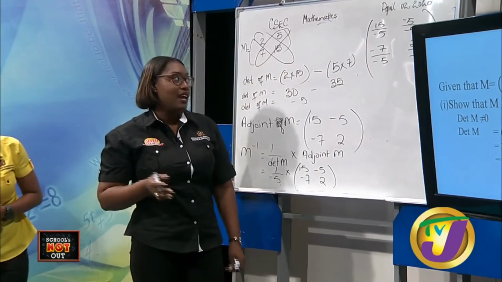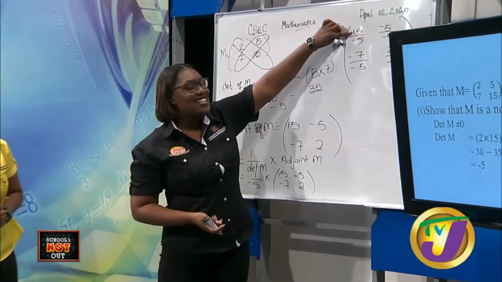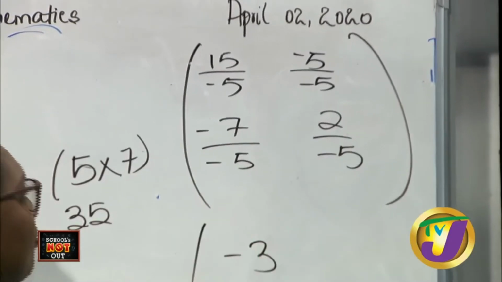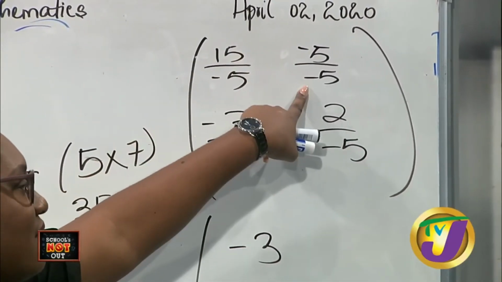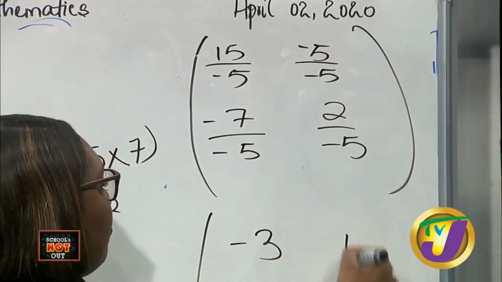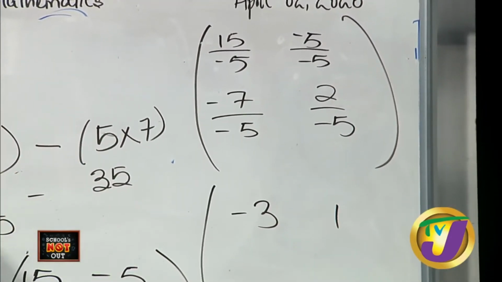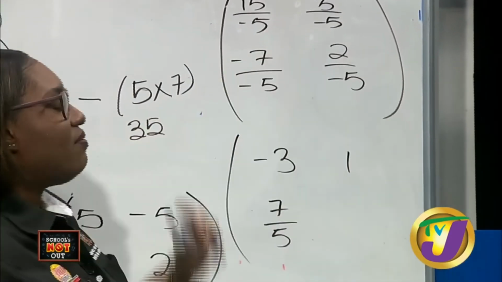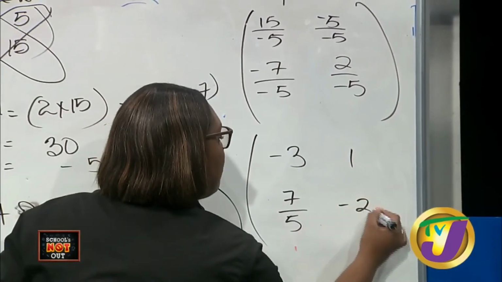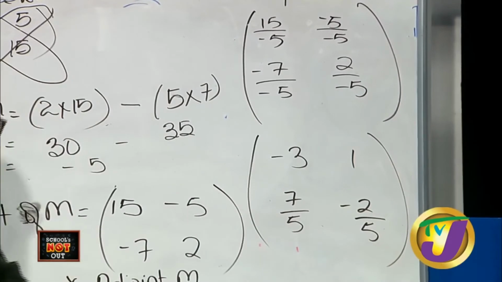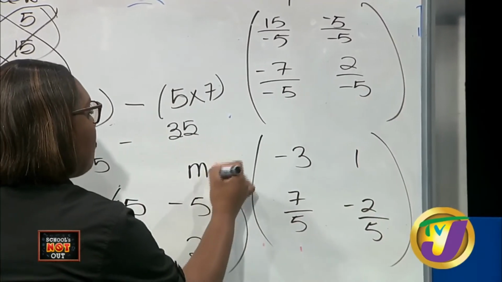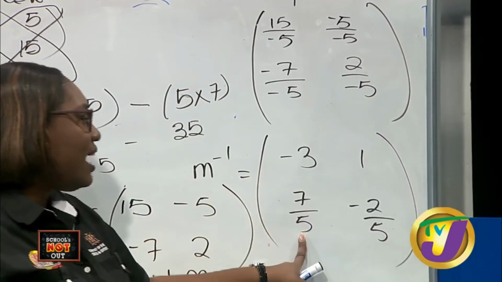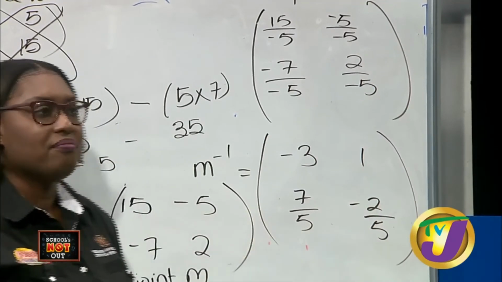Now let's try to simplify here. We have 15 divided by negative 5, which is simply negative 3. We have negative 5 divided by negative 5, which is simply positive 1. We have negative 7 divided by negative 5, which is 7 divided by 5. We have 2 divided by negative 5, which is negative 2/5. So the inverse of M is simply negative 3, 1, 7 divided by 5, negative 2 divided by 5.